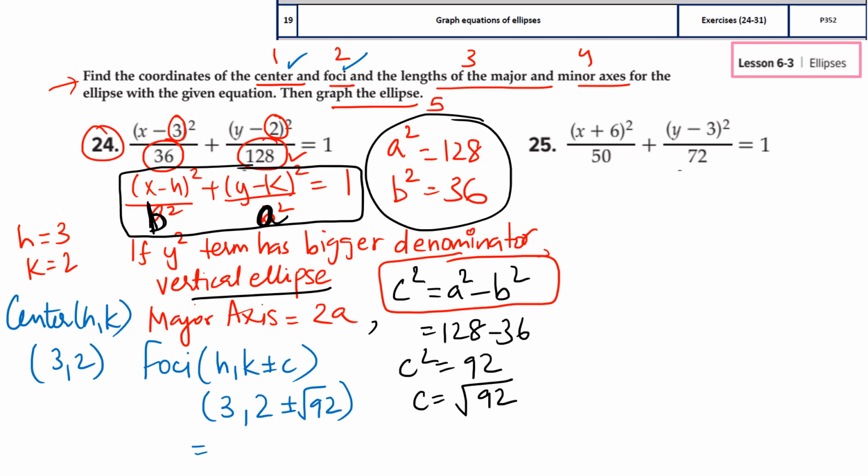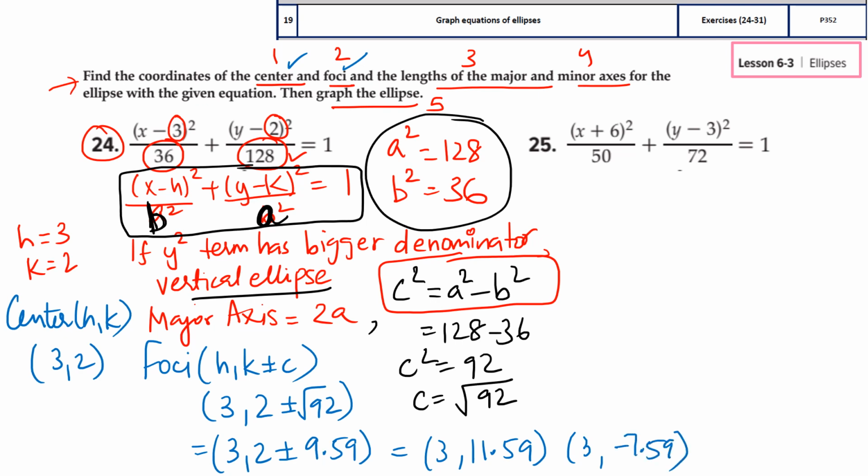Remember, in an ellipse there are two foci, so one will be with plus c, one will be with minus c. So accordingly, let's do the calculation. My value for square root of 92 comes out to be 9.59. So the two foci will come out to be 3, 11.59 with the plus sign, and the second focus will be 3, now you subtract, so 2 minus 9.59, that is minus 7.59.